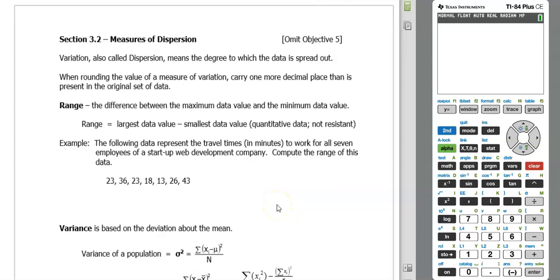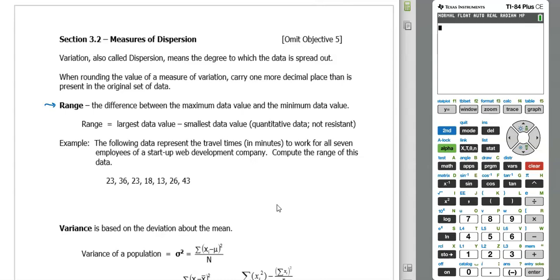And welcome to part 2 of the Chapter 3 videos where we're going to go through section 3.2. We're going to start with these measures of dispersion, and that's really all that we're going to get to in this video. And we're going to start with the most basic one that should also be very familiar, which is the range.